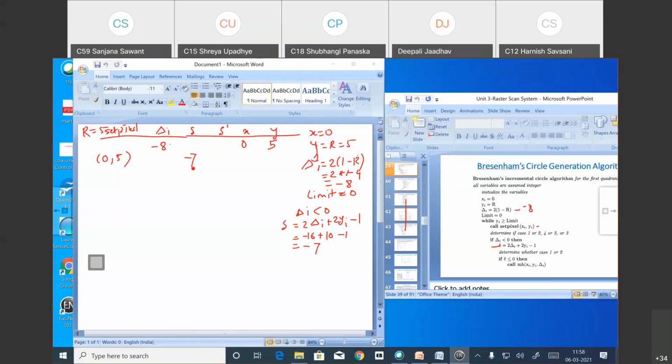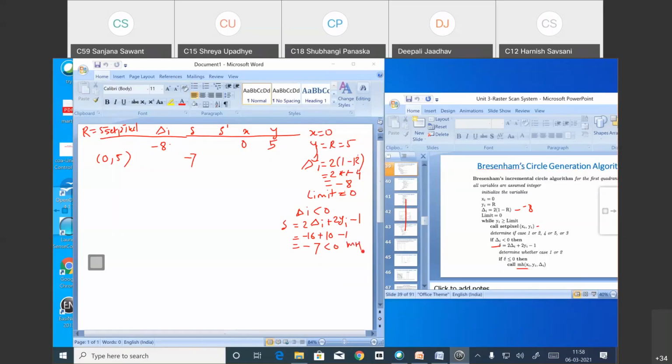Then check. Once it is calculated, it is less than 0. Yes, it is less than 0. Here this delta is less than 0. So when delta is less than 0, what do we call? We call MH.